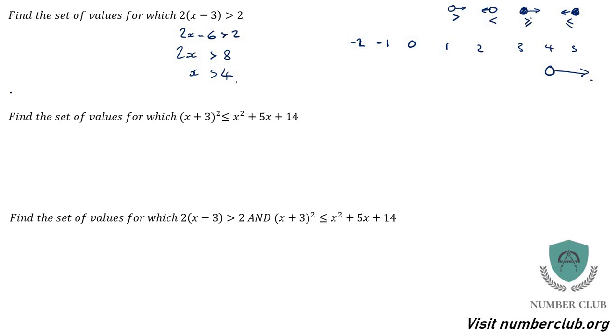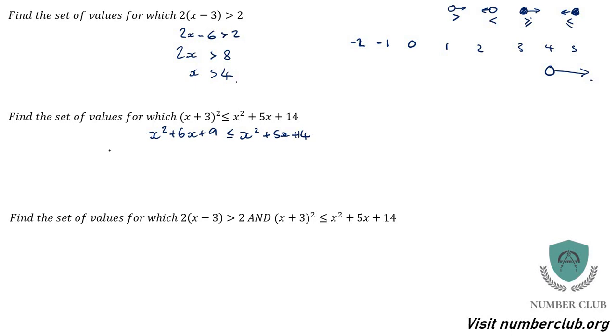Okay, find the set of values for which this horrible looking thing is less than or equal to this horrible looking thing. Now, this is mean looking because it looks like it's all quadratic here. So the first thing we're going to do is expand it out. So we'll get x squared plus 6x plus 9. You might take longer over that, it's fine. x squared plus 5x plus 14.